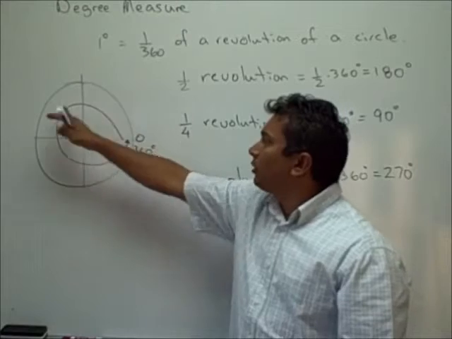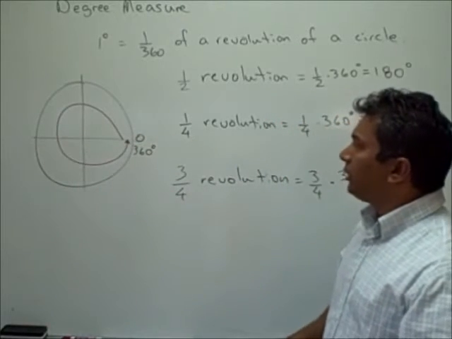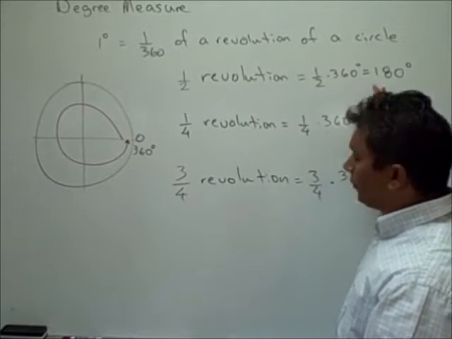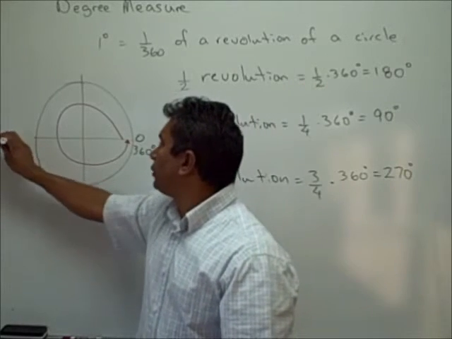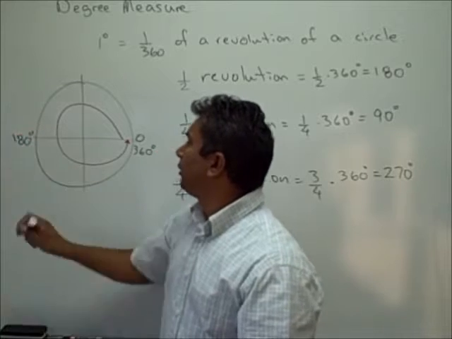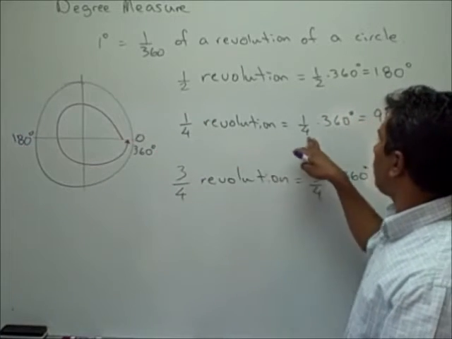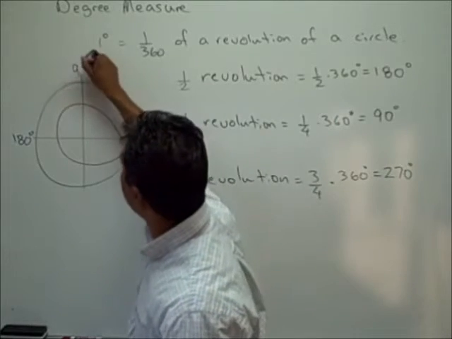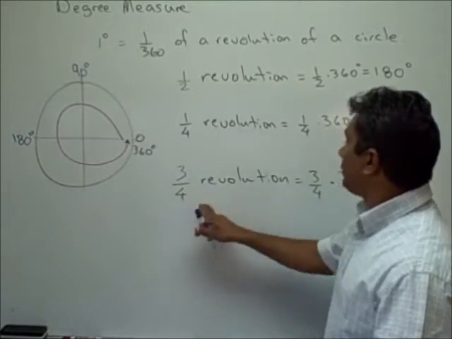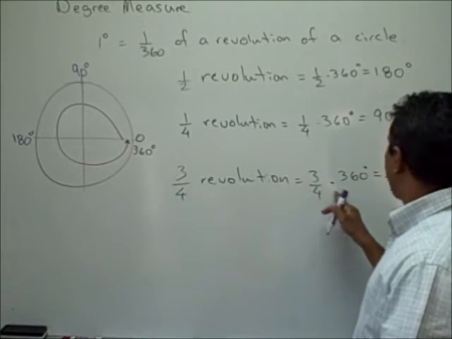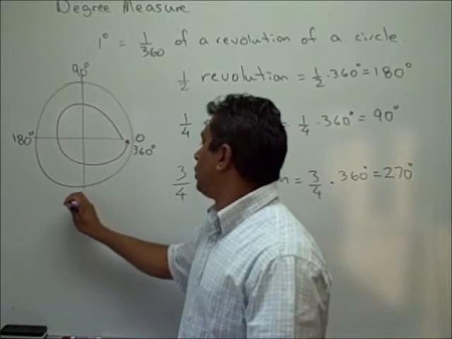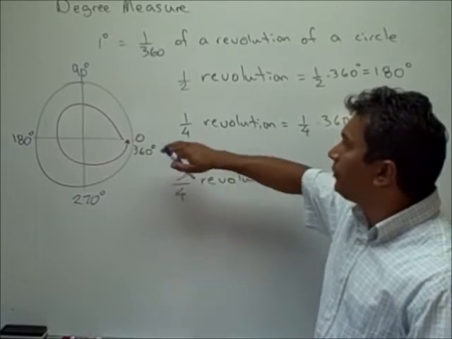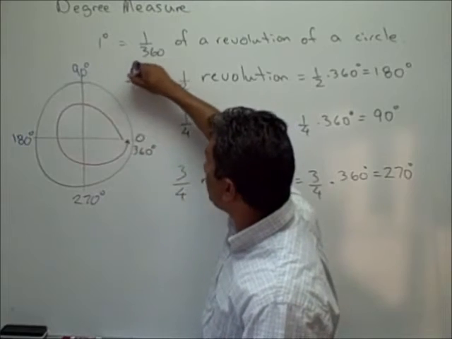So if an entire circle has 360 degrees, then 1/2 of a revolution would be 1/2 times 360, which will give us 180 degrees here. 1/4 of a revolution would be 1/4 times 360, which gives us 90 degrees. And 3/4 of a revolution would be 3/4 times 360, which gives us 270 degrees.